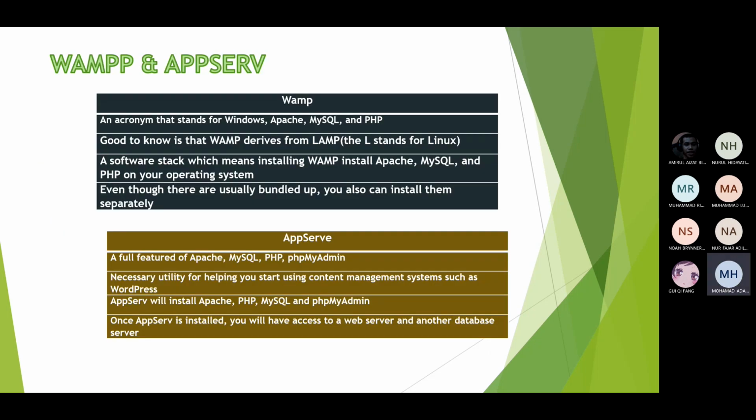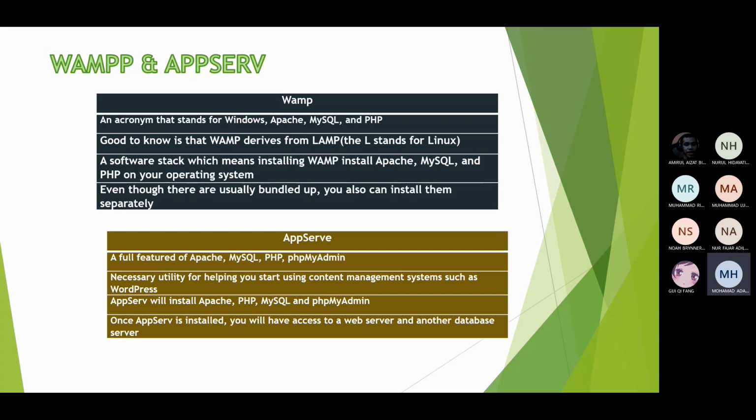So WAMP web server. WAMP is an acronym that stands for Windows, Apache, and MySQL. Good to know that WAMP is derived from LAMP, where the L stands for Linux. It is a software stack, which means installing WAMP installs Apache, MySQL, and PHP on our operating system. Even though they are usually bundled up, you can also install them separately.